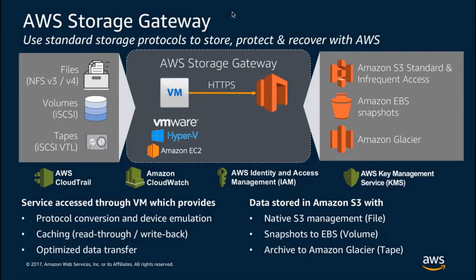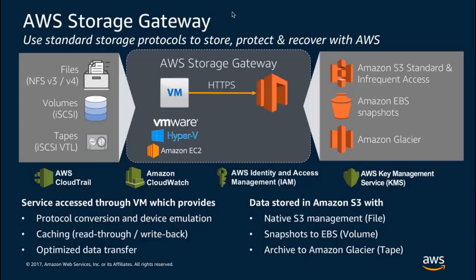The VM also provides a way of optimizing data transfer between your data center and AWS by doing things like byte range gets, compression, and other techniques to move data efficiently over potentially lossy wide area networks between your data center and the AWS region that your gateway is working in.